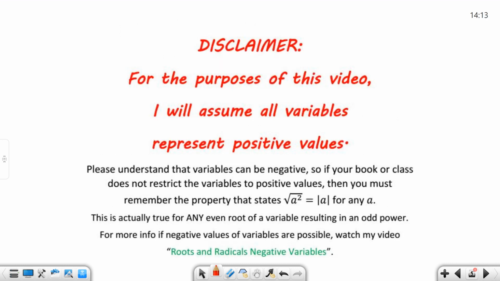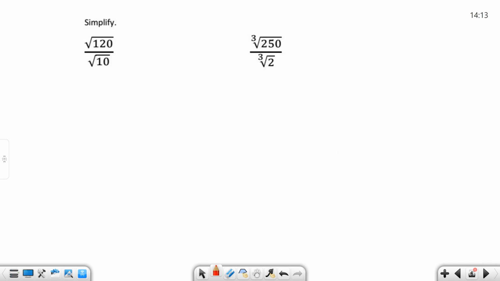So here's my disclaimer. For purposes of this video, I will assume all variables represent positive values. Please understand that the variables can be negative. So if your book or class does not restrict them, then you must remember the property that the square root of a squared equals the absolute value of a for any a. You need to remember that. This is actually true for any even root of a variable that results in an odd power. For more info, if negative values of variables are possible, watch my video, Roots and Radicals, Negative Variables.